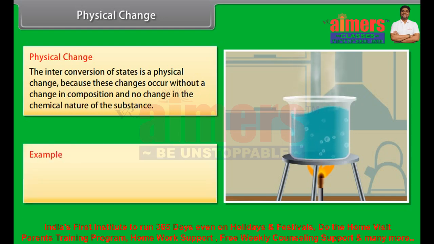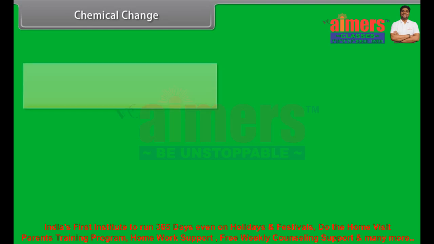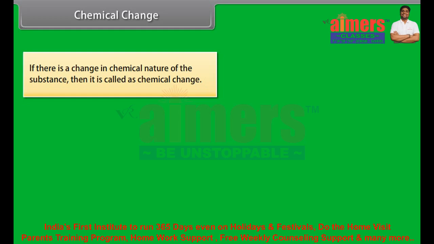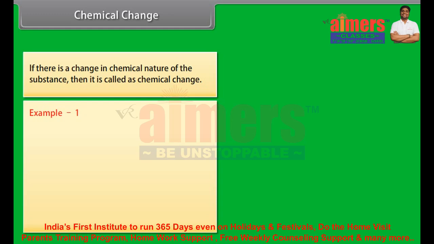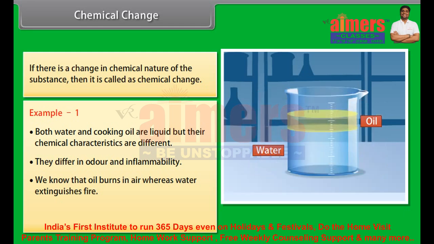For example, although ice, water, and water vapor all look different and display different physical properties, they are chemically the same. Chemical change. If there is a change in the chemical nature of the substance, then it is called a chemical change. Example 1. Both water and cooking oil are liquid, but their chemical characteristics are different. They differ in odor and inflammability. We know that oil burns in air, whereas water extinguishes fire. It is the chemical property of oil that makes it different from water.